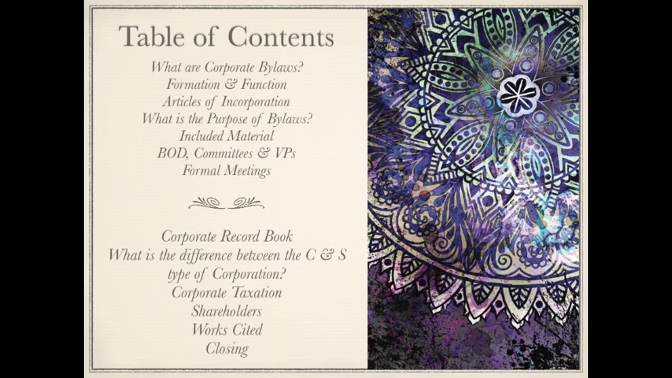And then we're going to discuss the corporate record book, which is basically the filing source for all of the bylaws and other such information. What the difference between a C and S corporation is, and how that distinguishes the corporate taxation process by having either a C or S corp. And then we're going to talk about the shareholders, which are the partial owners invested in a company.